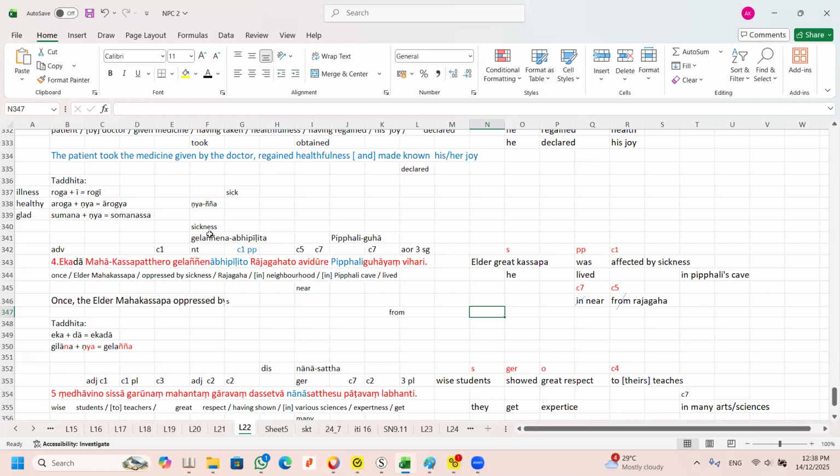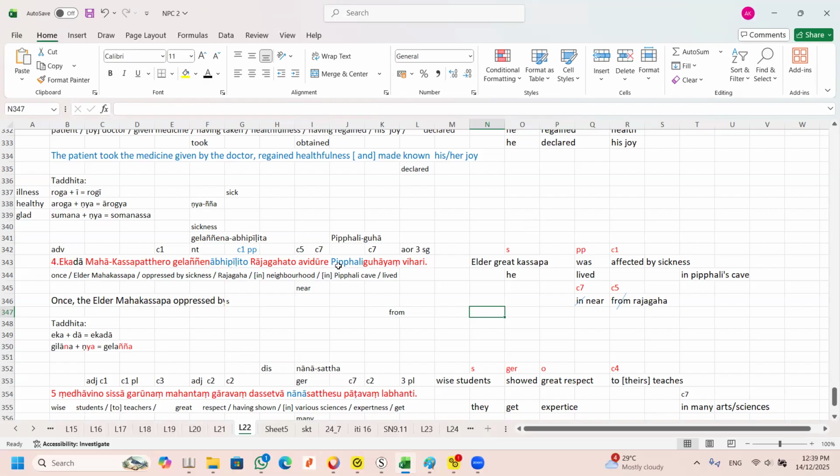Can you see it? Because this is a compound, this ana means affected by sickness. Can you see that? Ana, affected by it. It means Mahakasapa was affected by sickness. This part is done. Now, again, the subject, he.